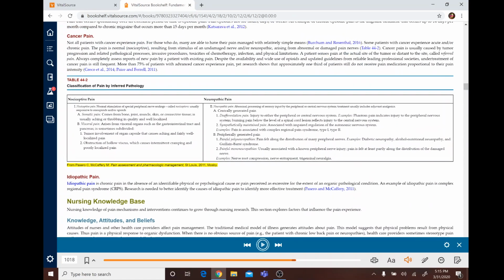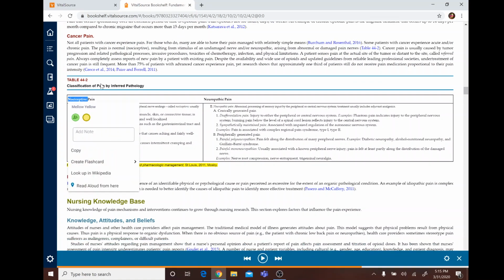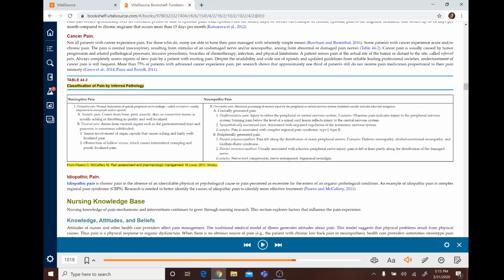Okay, so I think these are important. This table is very important. So nociceptive is the stimulation of the nociceptors, and it usually responds to opioids. The somatic, that's the bone, joint, muscle, connective tissue. It feels aching or throbbing, well localized. And visceral, that's like the internal organs. So like tumor involvement, stuff like that. The neuropathic is abnormal, and you apparently treat them with adjuvant analgesics.